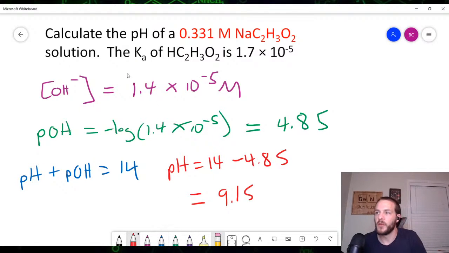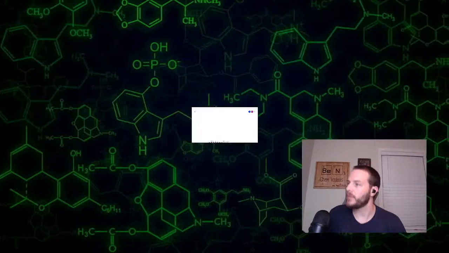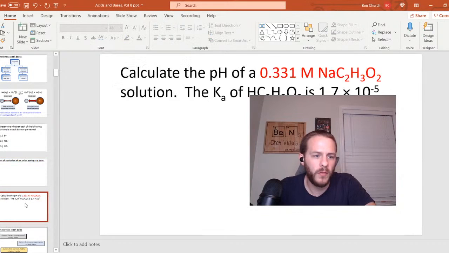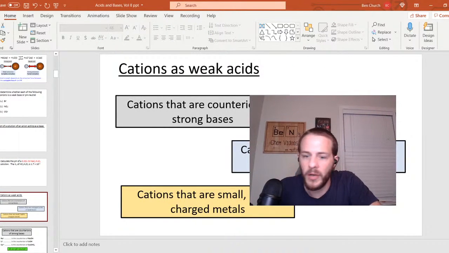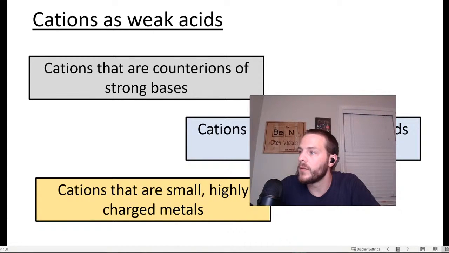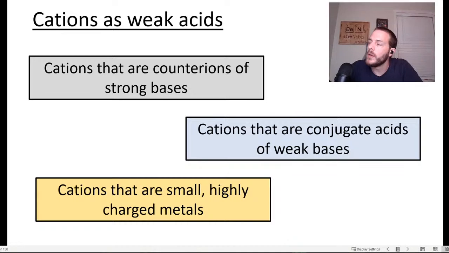Okay, so we've just talked a lot about anions that behave as weak bases. And so we're going to go back to the PowerPoint. We spent a lot of time on the whiteboard. Now we're going to go back to the PowerPoint here. And so now we're going to switch gears and we're going to talk about cations, right? We've talked about how anions can act as weak bases. Cations can actually act as weak acids.